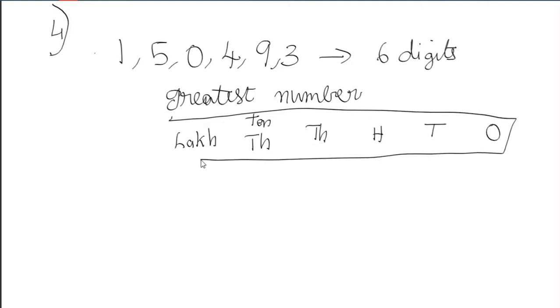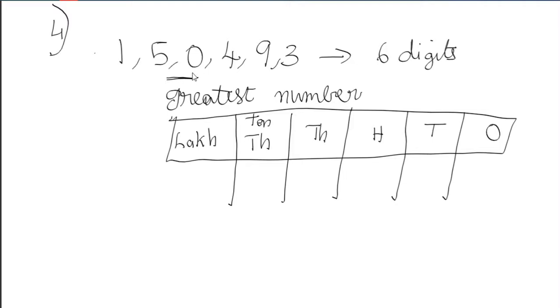Okay children? So now it's time to create the greatest number by using 6 digits. Observe the 6 digits. Among all these 6 digits, which is the smallest one? Which one? 1? No, 0 is the smallest number among all these. So where do we need to write 0? In which place? Ones place. In the ones place we always need to write the smallest digit among all.